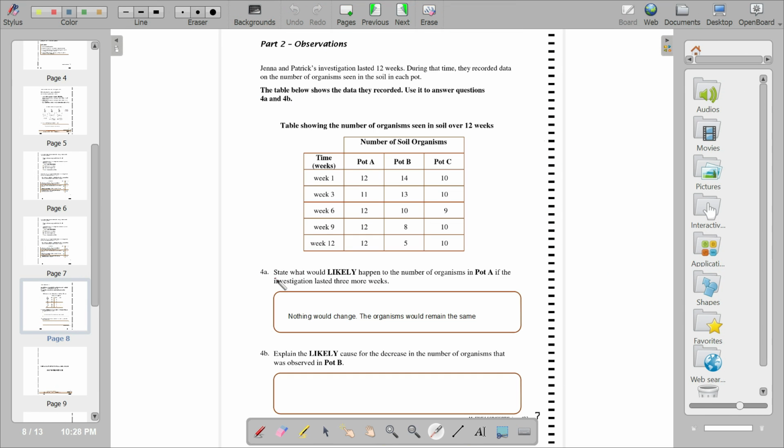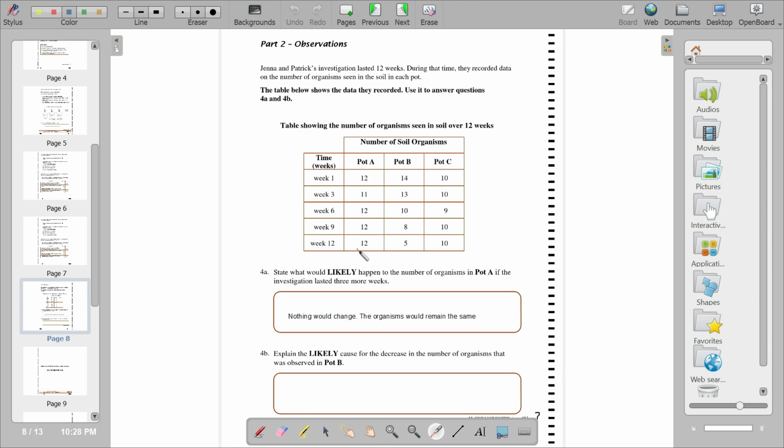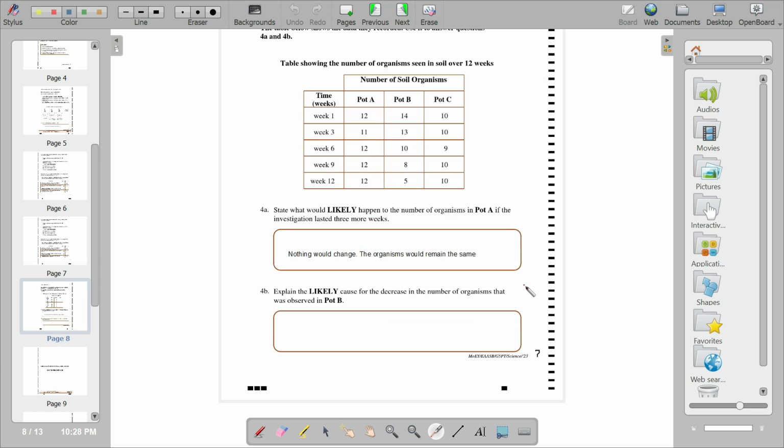All right, so 4A: state what would likely happen to the number of organisms in pot A if the investigation lasted 3 more weeks. I wrote nothing would change. The organisms would remain the same. So what do you think? Because in pot A, there's no fertilizers, no manure. It's just the soil, so I don't think anything would change.